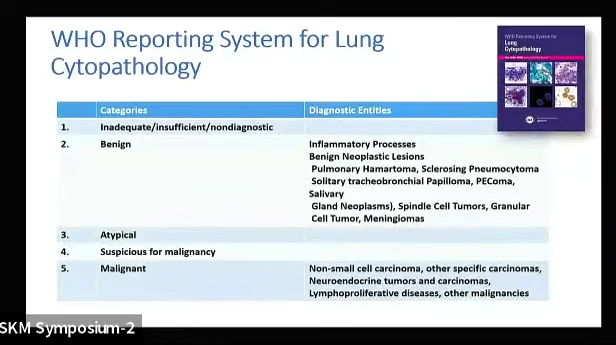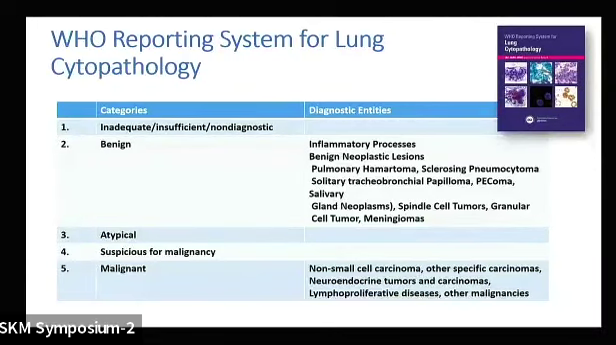So shifting gears, that was about operational workflow. How do we report these lesions? Recently, the World Health Organization came out with the reporting system specifically for lung cytopathology, which categorizes these FNAs into 5 diagnostic categories, ranging from non-diagnostic all the way down to malignant. Each of these entities has corresponding diagnoses attached to them.